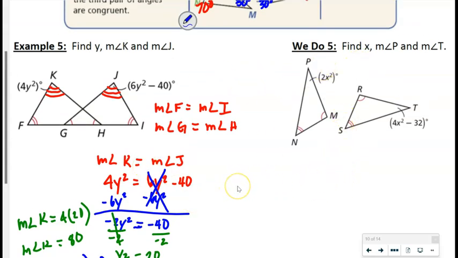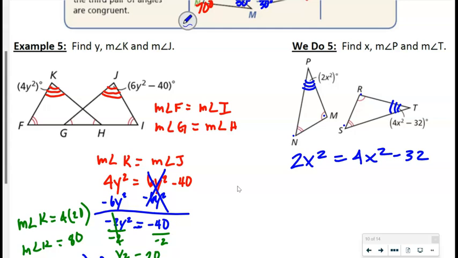Go ahead and do what we did over here, and then come back to me when you're done. So here again, we know that P is going to be congruent to R because we've got one arc at M and R. We've got 2 arcs at N and S, so that means our third angles have to be congruent, right? So here again, we got 2x squared is going to be equal to 4x squared minus 32.